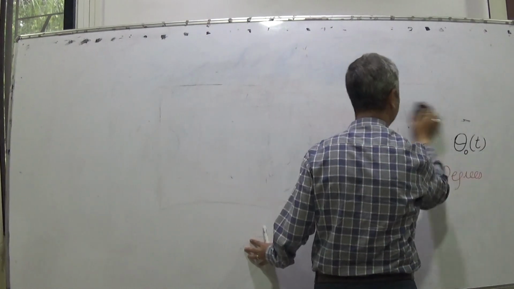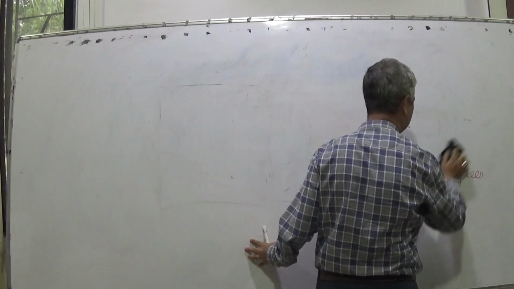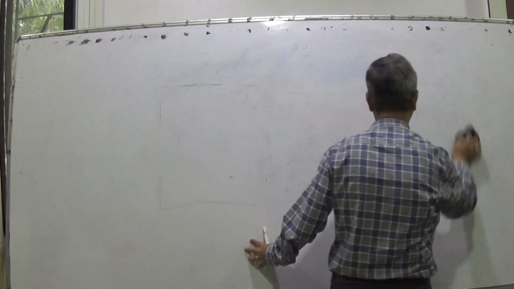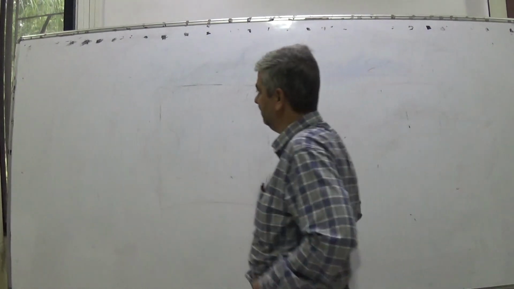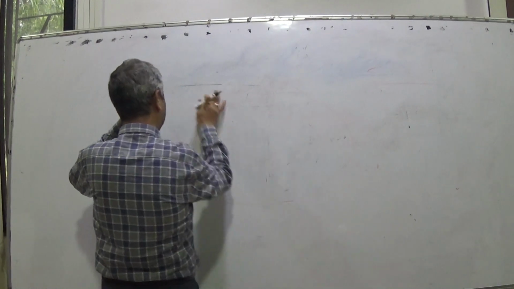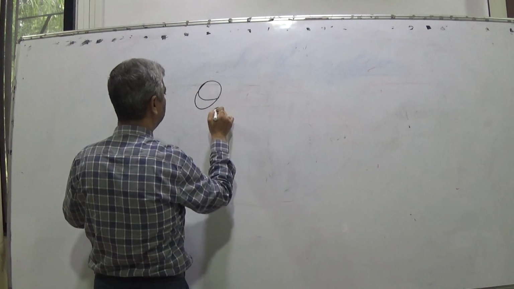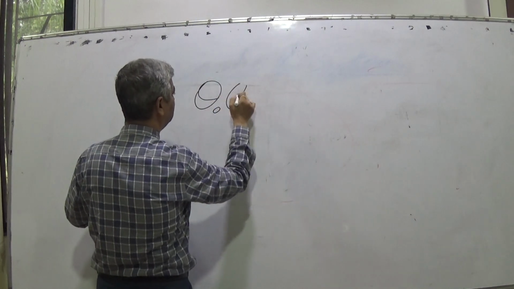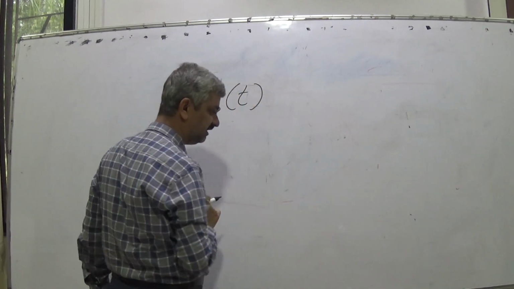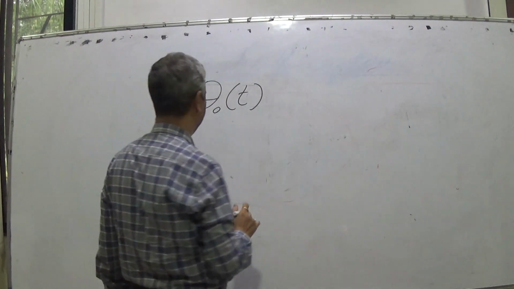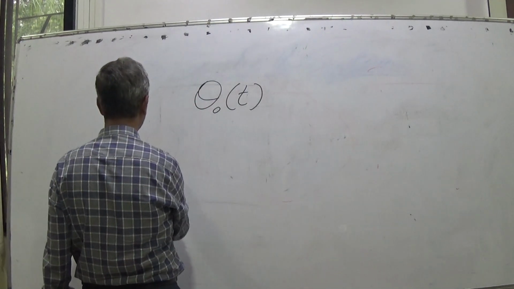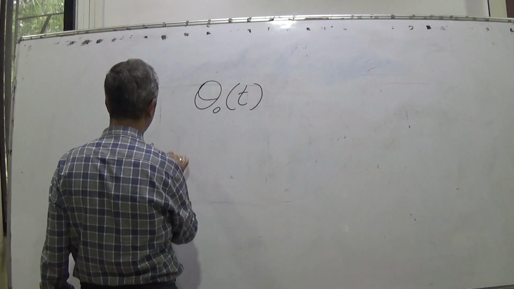So what is a voltmeter? Voltmeter, for the system, theta O T is an output signal and V in T is an input signal.